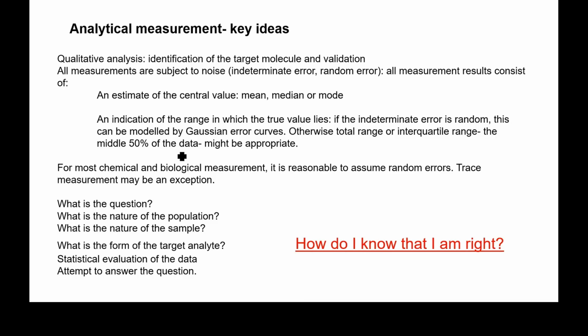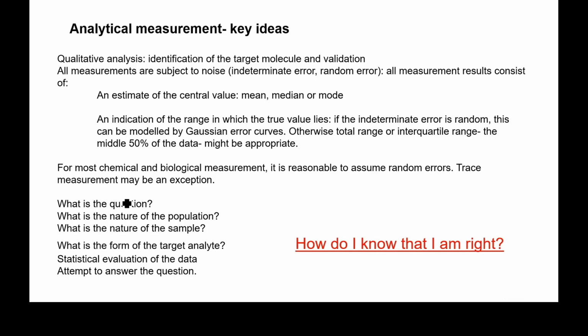And the exception to this is trace measurement, because at very low concentrations, our lowest measurement is pinned at zero because we don't have any concept of what concentrations below zero actually mean. So it might be best modeled by a log normal distribution at very low concentrations.